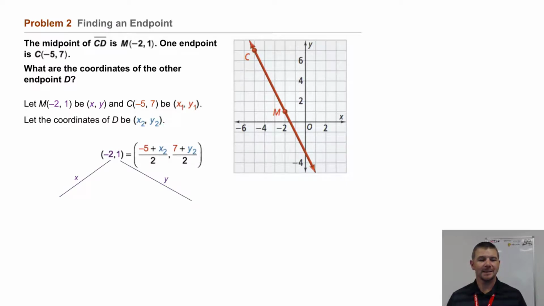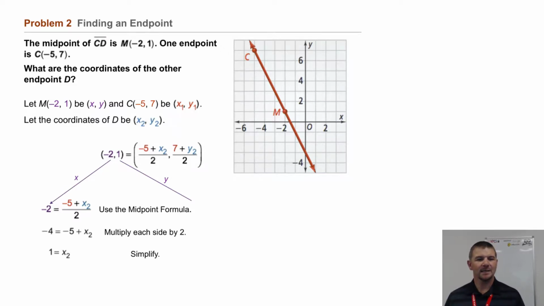So we can break this into two pieces, or two separate equations, in order to solve for x sub 2 in one of the equations and y sub 2 in the other. We'll take -2 and set it equal to the x coordinate, -5 plus x sub 2 over 2, and then solve. We'll first multiply each side by 2, and then simplify to find that x sub 2 equals 1.